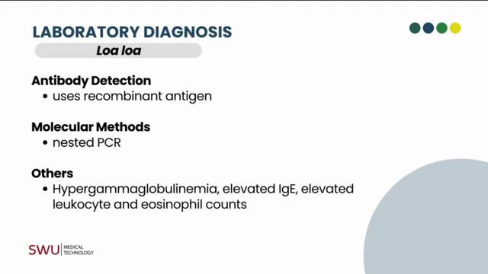Other results that would support the diagnosis of Loa loa include hypergammaglobulinemia. When we say hypergammaglobulinemia, it means that there's an increase in gamma globulins, proteins. These gamma globulins are immunoglobulins, which are antibodies. So what is the antibody that primarily increases during parasitic infection? That would be IgE. So that's the primary antibody that increases during parasitic infections, and aside from that, during allergic manifestations or allergic infections.